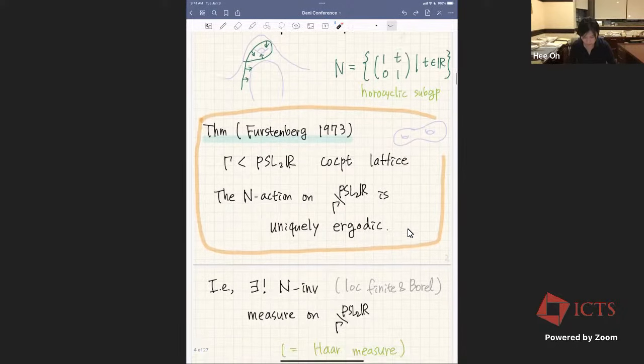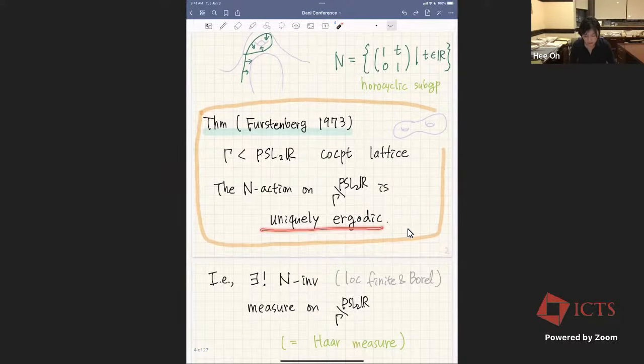And what does uniquely ergodic mean? Uniquely ergodic means that there exists a unique invariant locally finite Borel measure on this quotient space PSL2R mod gamma. By the way, throughout my talk, all the measures will be assumed locally finite. Locally finite means it is finite on compact sets, and it will also be assumed Borel measure. So I'm not going to repeat locally finite Borel, but all measures will be assumed locally finite Borel measures.